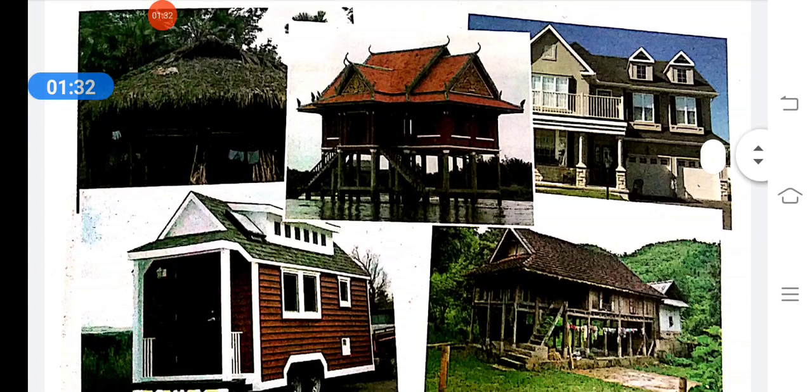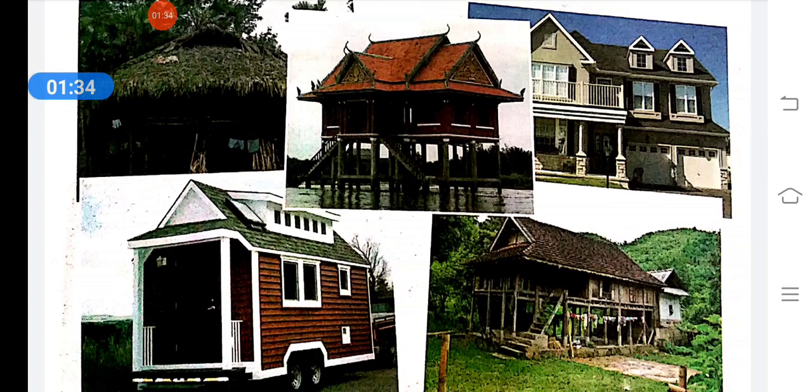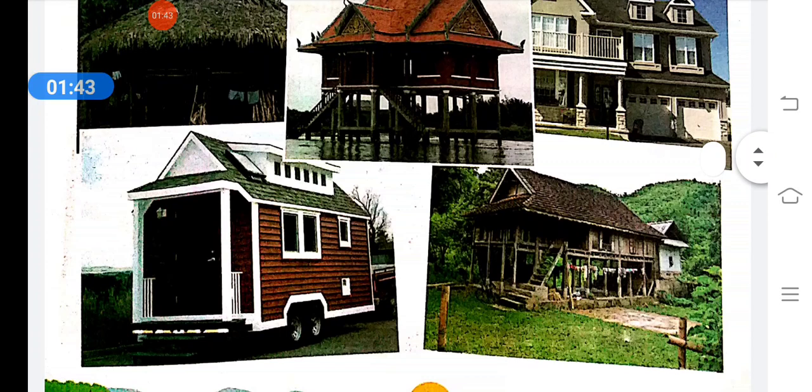Now look at this picture. Here you can see different types of houses. We build different types of houses, isn't it?